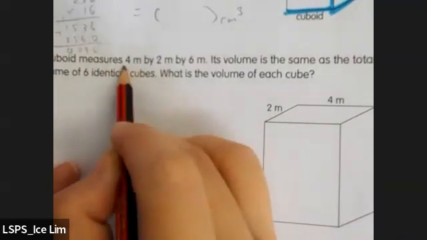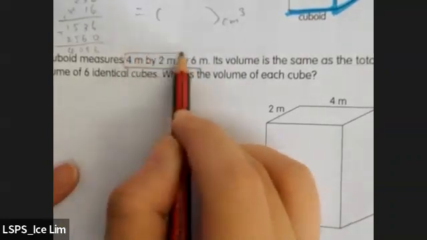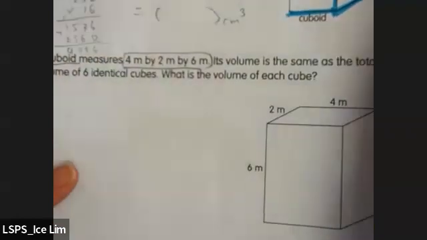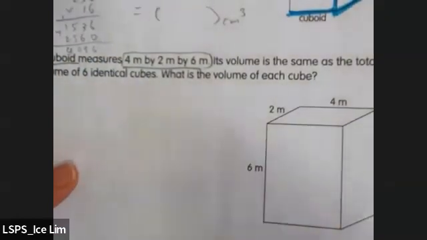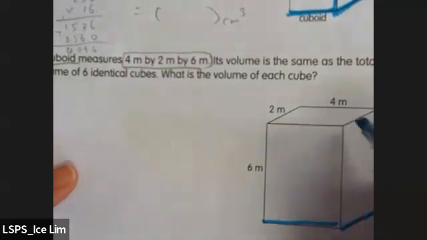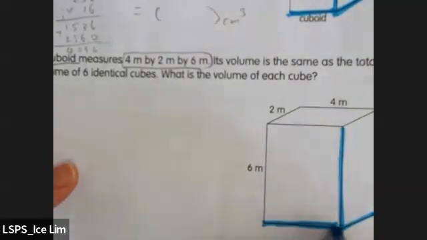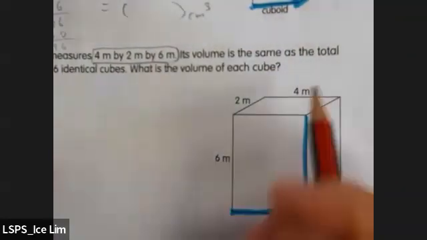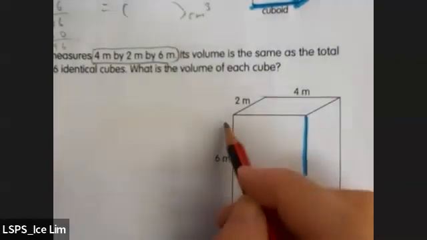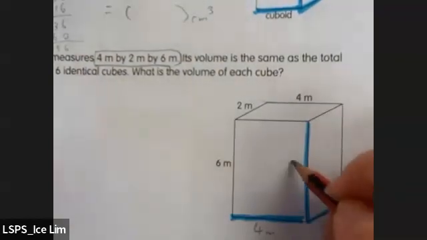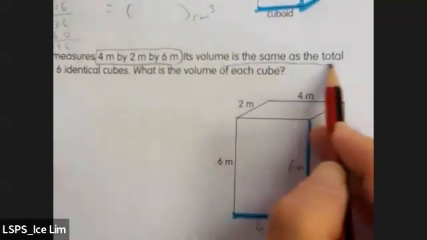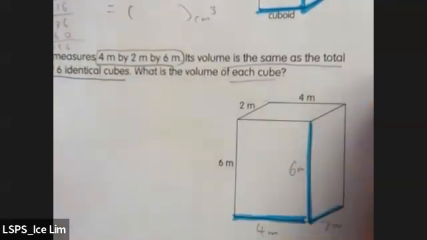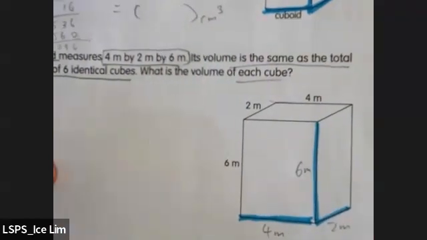Alright, so here it says 4 meter by 2 meter by 6 meter. The volume is the same as this cuboid. Left, right, height. You realize it's the same. No matter where the measurements are, it will still be the same thing. So how long is it? Still 4 meter. How wide? Still 2 meter. How tall? Still 6 meter. The volume of this is the same as the total of 6 identical cubes. What is the volume of each cube?